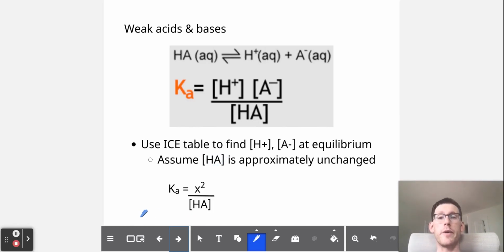Always, if you're solving for the pH of a weak acid, which requires you solving for X in this equation, you will have Ka is equal to X squared over the initial concentration of HA. Weak base problems are solved rather similarly.